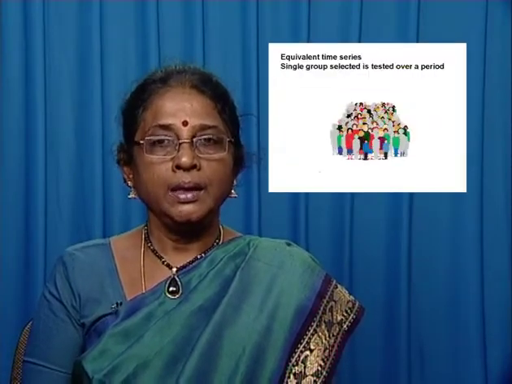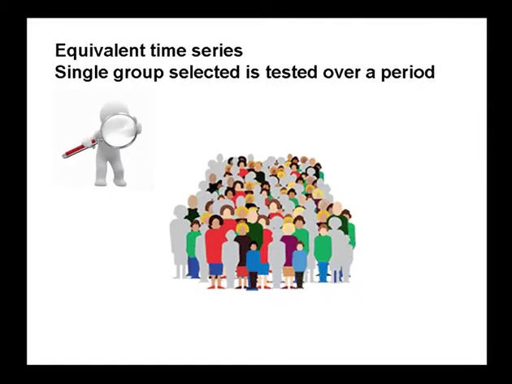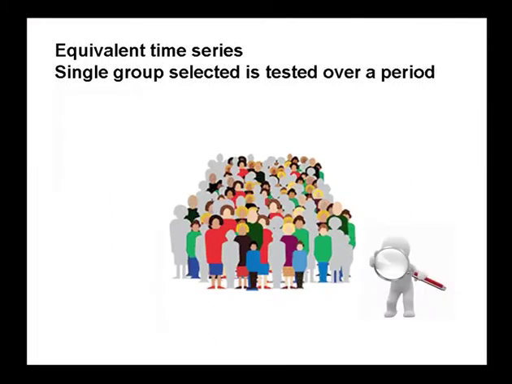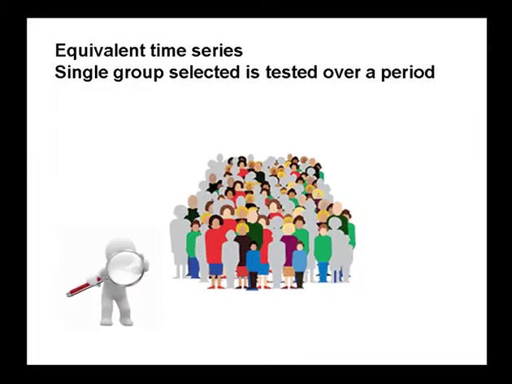The next is the equivalent time series. An equivalent time series design is also an one group design that is being extended over a time period. Instead of using two groups or testing pre and post experiment, the single group selected is tested over a period, maybe in a gap of 1 month or even a year. The time lapse could be decided by the nature of the study.